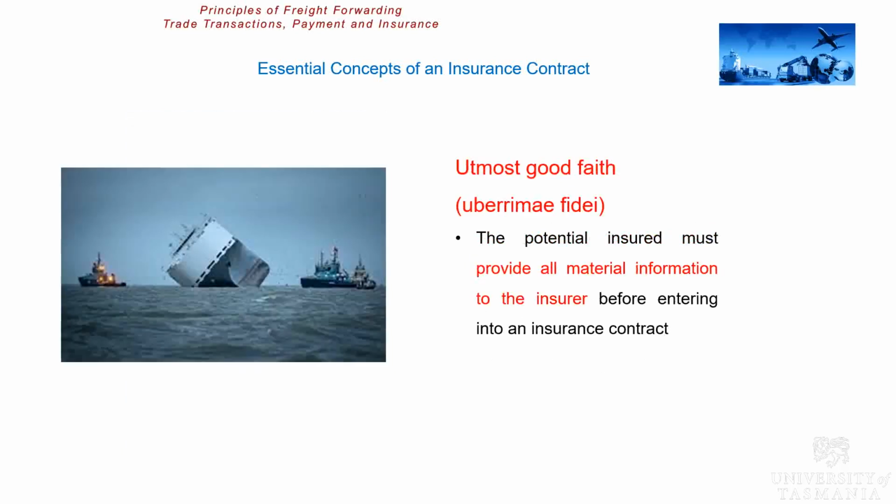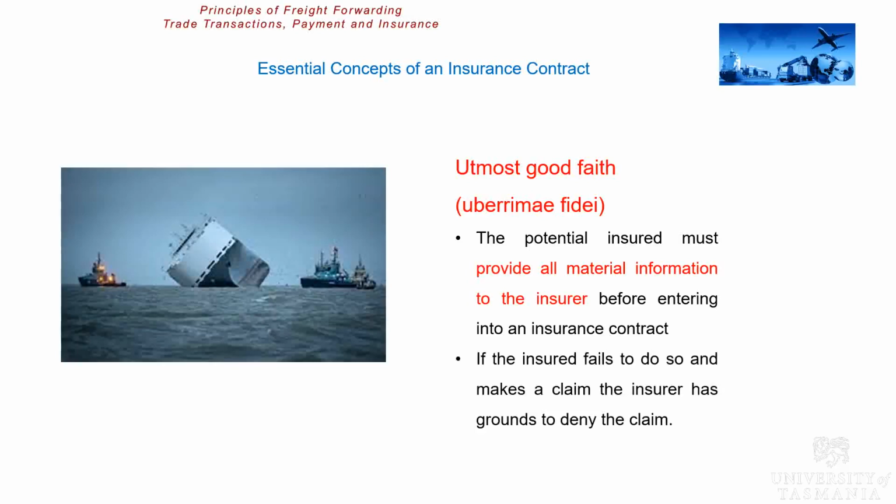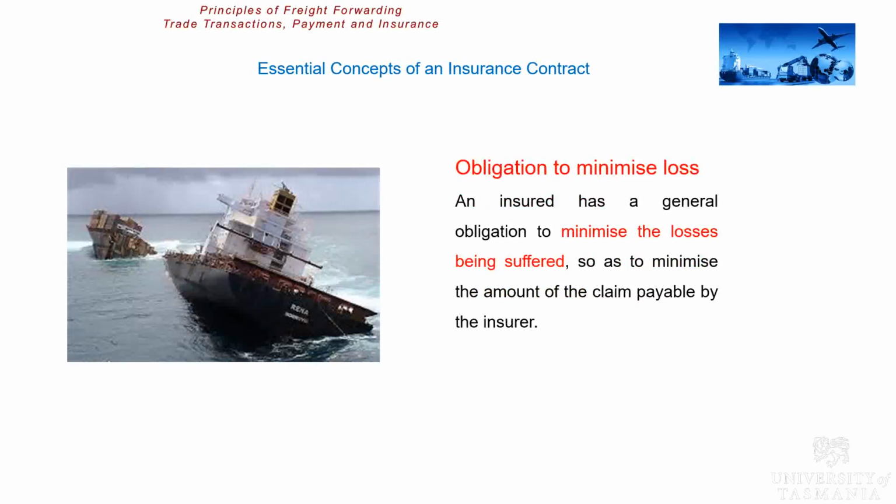The next essential concept is called utmost good faith. The potential insured must provide all the material information to the insurer before entering into an insurance contract. If the insured fails to do so and makes a claim, the insurer has grounds to deny the claim. The next is the obligation to minimise loss.